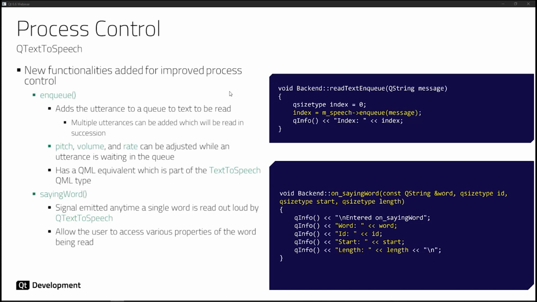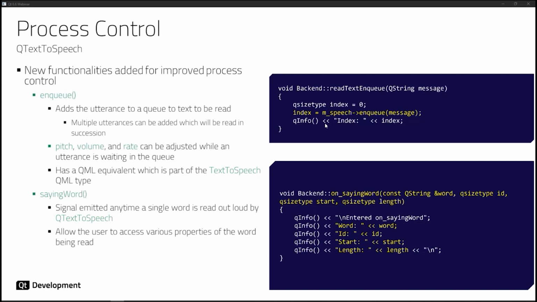It is, again, worth noting that there is a QML equivalent, which is part of the TextToSpeech QML type. But again, in my example here, I am simply calling this through C++. So we can see in the example, I called the enqueue function through a QTextToSpeech object. It is also worth noting that the enqueue function will return the index of the utterance that is in the queue, so its position in the queue will be returned.